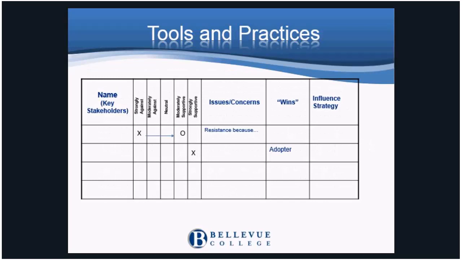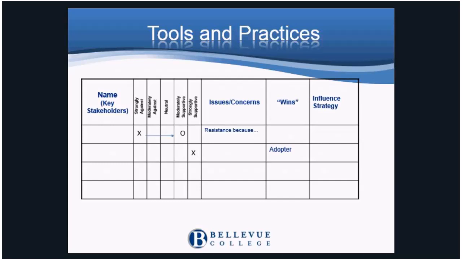This is an example of how to use the stakeholder analysis. The names of the stakeholders are listed in the first column. These stakeholders should have control or influence over the project progress and outcomes. The next section is a rating scale to visually identify where each stakeholder lies on the continuum between resistance and supportive. In the top row, we see that the stakeholder is strongly against. In the second row, the stakeholder is supportive.